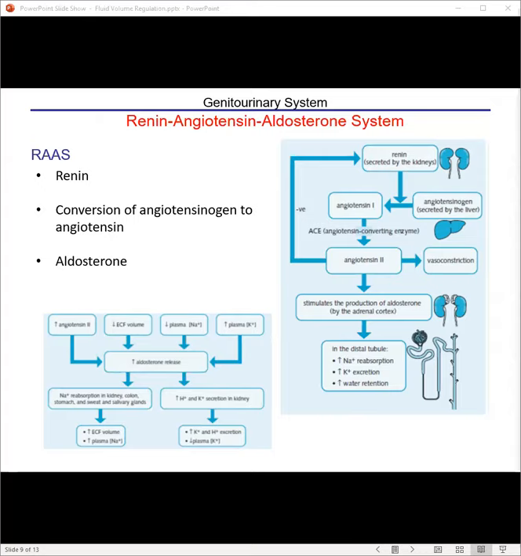Kasi kung masyado nang marami yung angiotensin 2, so hindi na kailangan, no, mag-release ng renin, because renin is the one that activates your angiotensinogen to become angiotensin 1. No? And that becomes a substrate now for the creation of your angiotensin 2. No? And it provides a negative feedback mechanism also to your JG cells para hindi naman magkaroon ng sobra-sobrang increase ng renin.